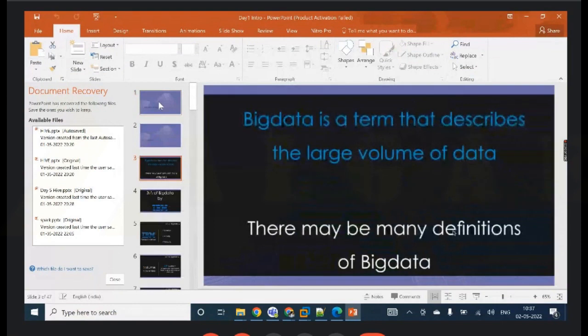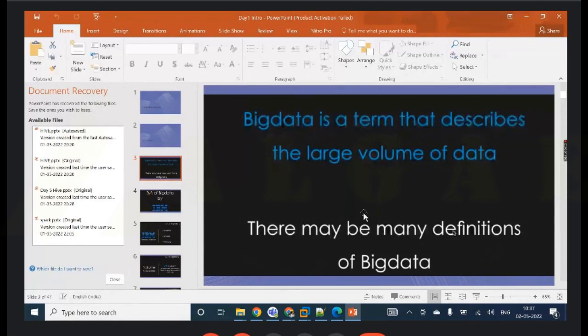See, what is big data? Big data is just a term to describe a large volume of data. In the market there are multiple definitions. Some company will give some different definition, some company will give a different definition. But basically, just remember it deals with big data, nothing else, which will handle a large volume of data.